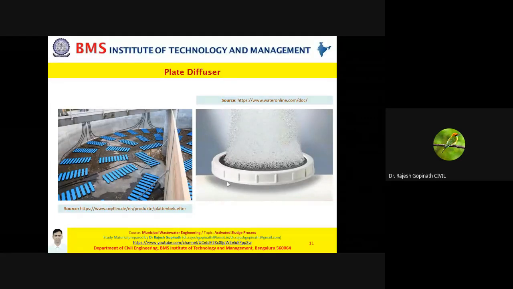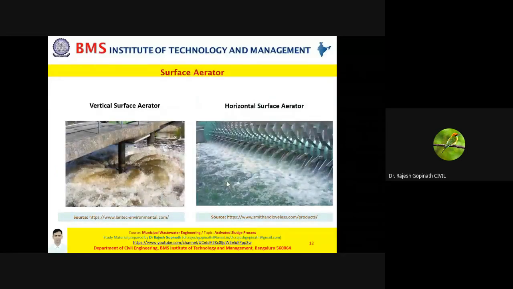Now, typically your plate diffusers, they are rectangular or square or circular plates, which are made up of crystalline alumina or high silica sand. Okay, again, the compressed air is being sent into it, and the air comes out as bubbles with great force. Okay, so that is plate diffusers and tube diffusers for your kind information. Now let us move on to the next type, that is surface aerators.